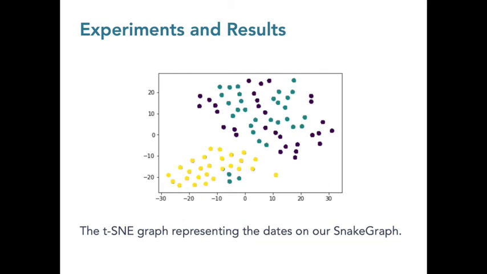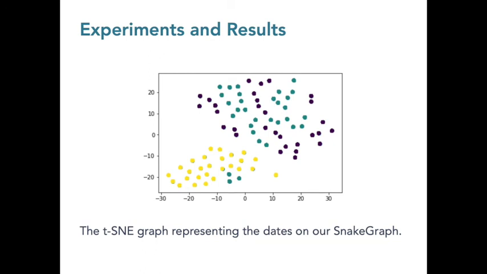Within this particular data set, there are 88 days, and this data set spans the months of June 2017, July 2017, and August of 2017. And there are 88 different days in this data set, and as a result, there are 88 different coordinates in this TSNE graph. Each coordinate, of course, represents a different date.